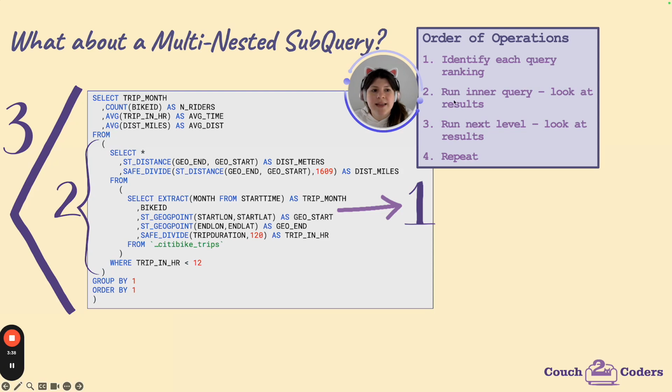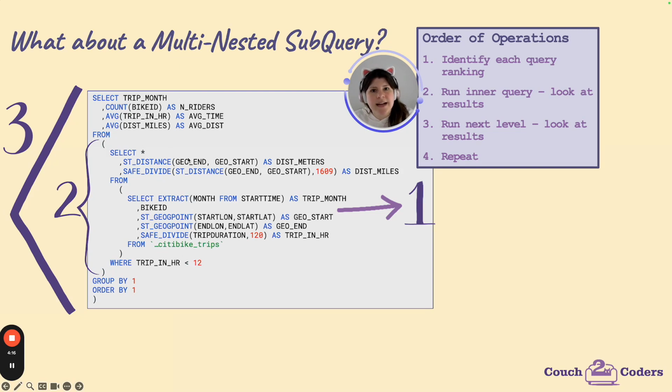Step 2, run the inner query. Look at the results. So what we would do is we would run query 1, see what it looks like. Then we would run the next level. That means we go up to level 2, run this chunk. What does that look like? And then we keep repeating until we've done the entire query. And that is really the only way that you're going to be able to look at a query and deeply understand exactly what's going on. Because if I were just to run this whole thing, I'm getting the end result, but I'm not understanding how we got from our raw data, the city bike trips, all the way up to here.